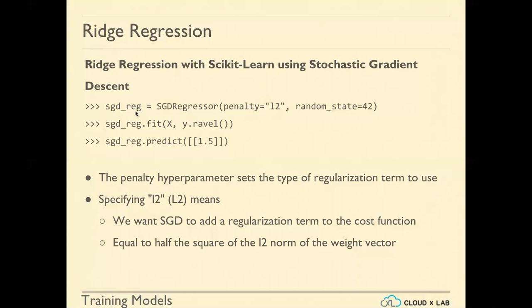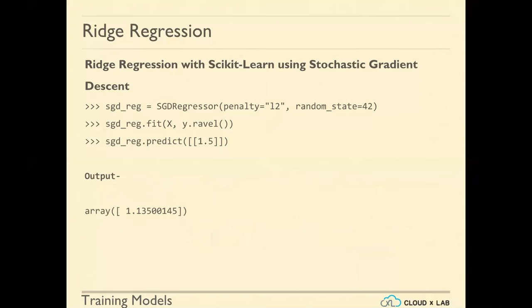So in case we want to solve it using SGD regressor, the stochastic gradient descent, then we can use the penalty as L2. L2 means the regularization term is going to be squared. The penalty hyperparameter sets the type of regularization term to use, and we specify L2. L2 means we want SGD to add a regularization term to the cost function. It is equal to half of the square of the L2 norm of the weight vector.